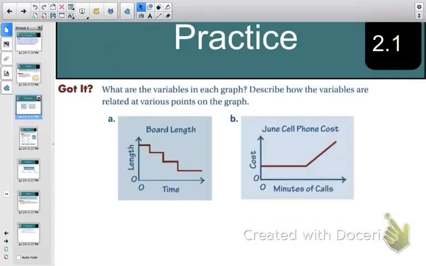So look at these two problems. What are the variables? So just length and time. What are the variables here? Minutes of calls and cost. So let's look at B here.